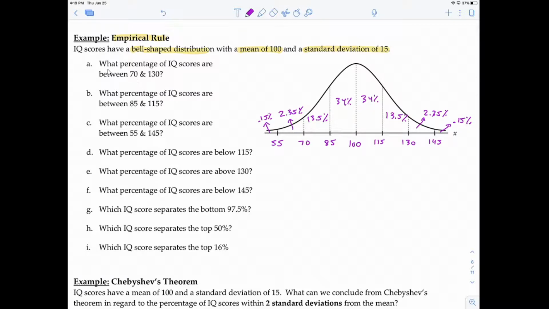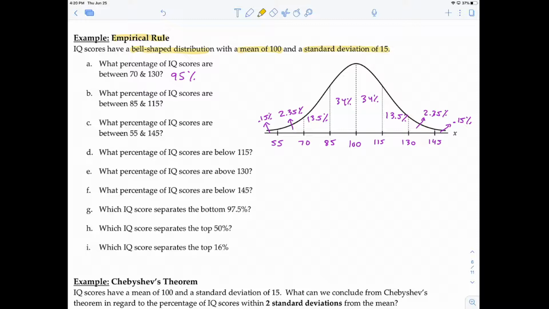So for example, the question here says, what percentage of IQ scores are between 70 and 130? So between 70 and 130, we would just take a look at that chunk right there. That's between 70 and 130. And we can add those percentages. So if you add those percentages, you would get 95, right? So you added those percentages in the part that I just highlighted, you'd get 95. Or alternatively, if you notice that it's 2 standard deviations out to the right and 2 standard deviations out to the left, you know that the empirical rule says that's going to be approximately 95%, right?